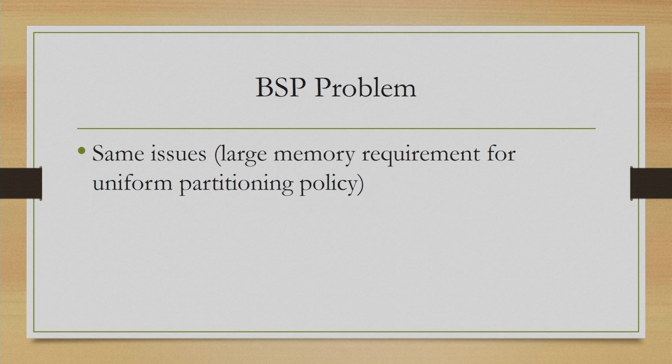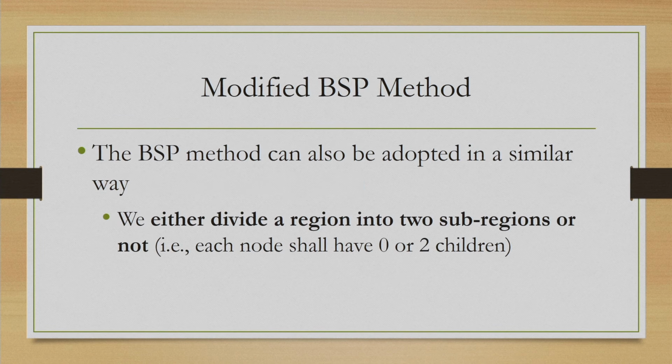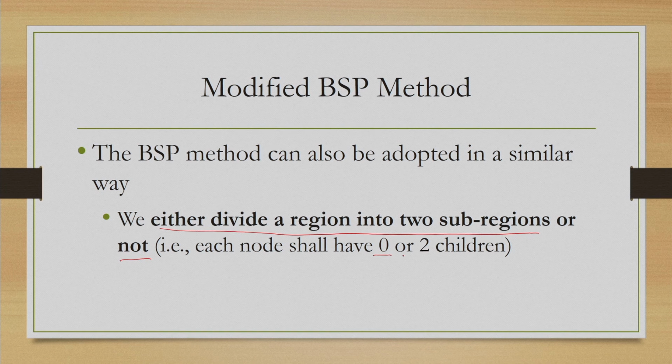BSP representation also suffers from the same problem if we are going for uniform partitioning, and to avoid that we can go for a revised or refined method, where we can either divide a region into 2 subregions if the subregions have different properties at different places, or we do not divide. So, the intermediate nodes will have either 0 or 2 children, similar to the revised octree method.